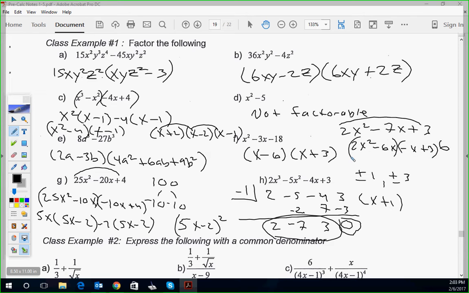Group. Pull out 2x. Pull out negative 1. So here you go.